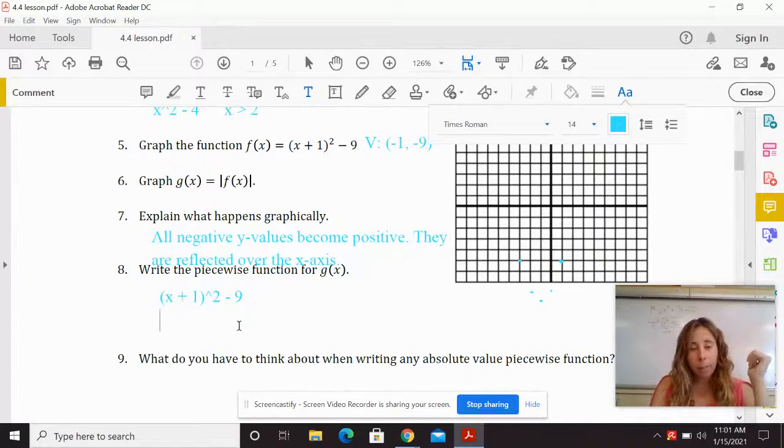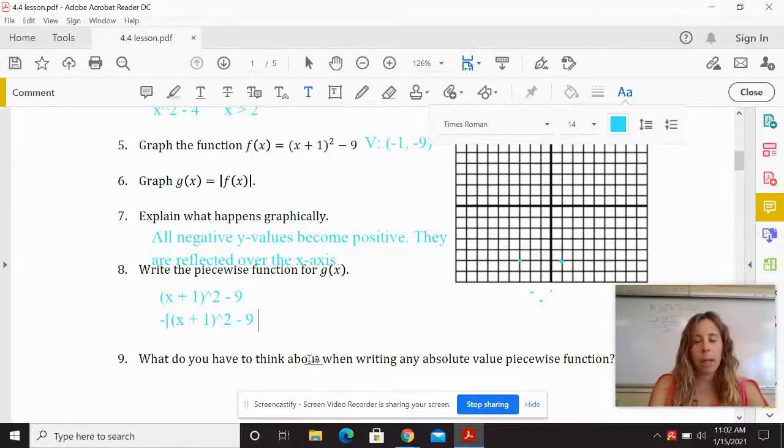The middle part, where they all get flipped, that's the opposite. So it's the opposite of this equation. So negative, make sure you put all of this. So I'm going to use a bracket, and then I have x plus 1 squared minus 9, other bracket. Because you have to take the opposite of this entire equation. So make sure you put either another set of parentheses or you put brackets around the whole thing.